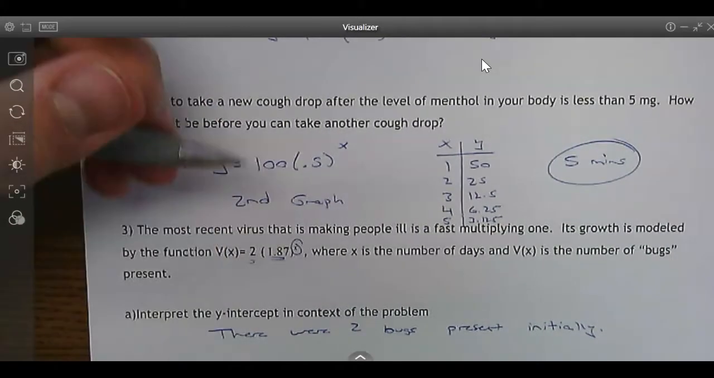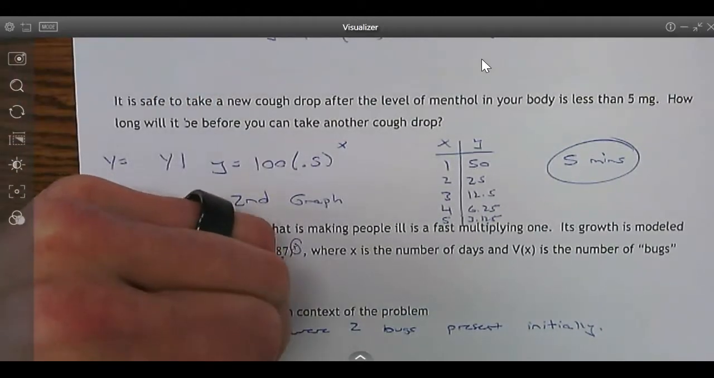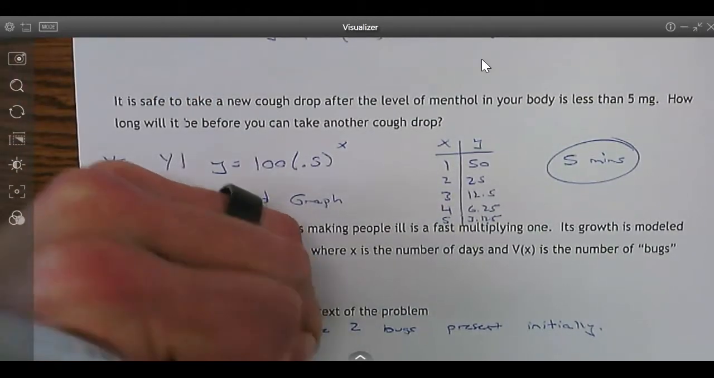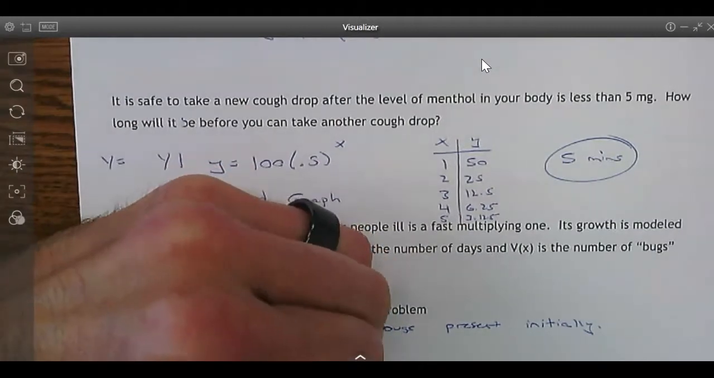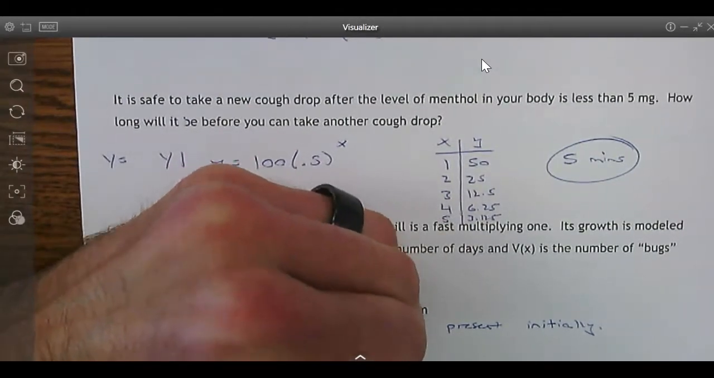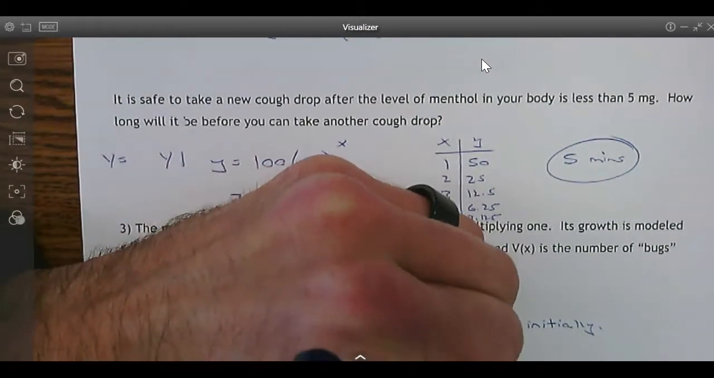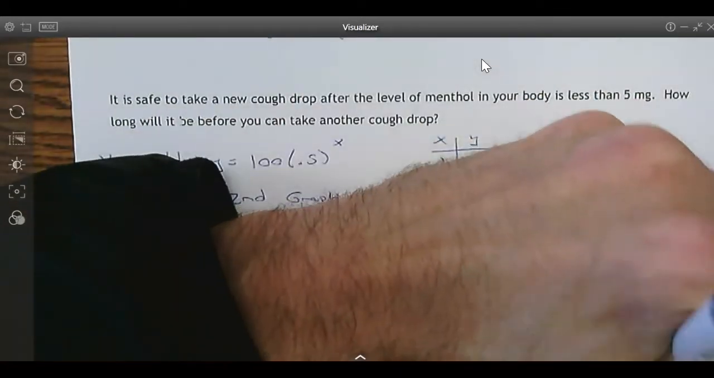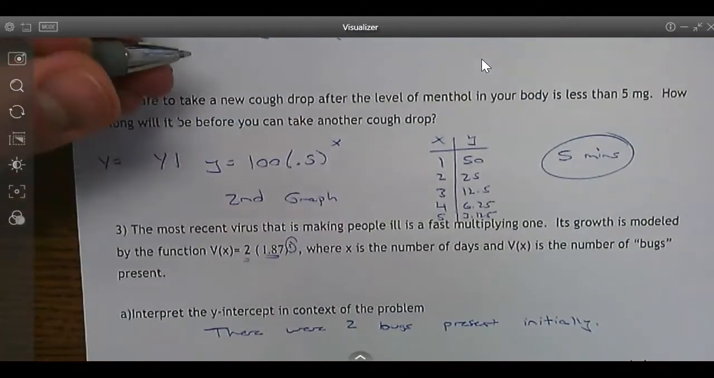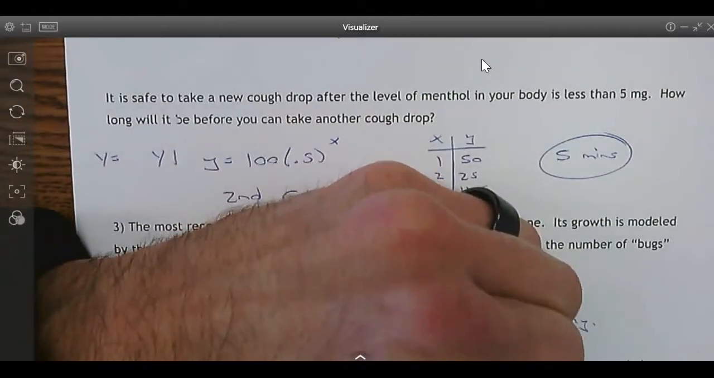Find the amount of bugs present on the 5th day. So this now becomes V of 5. X is the number of days. So 2 times 1.87 to the 5th is 46. Round your answer to the nearest whole number. So 46 bugs.